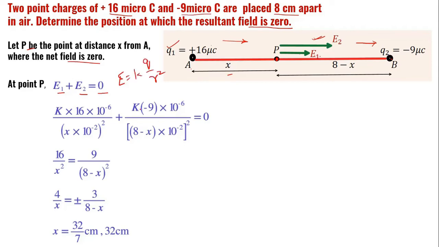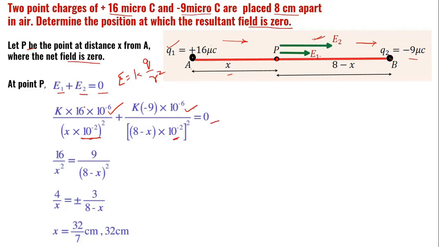So on putting the magnitudes, K is there. Now this E1 is due to Q1, which is plus 16 microcoulomb. So here we have converted into coulomb as 10 to the power minus 6, upon separation x minus 10 to the power minus 2. Why we have included this? Because we have converted centimeter into meter. Similarly, E2 is due to minus 9 microcoulomb. So here we have converted it as minus 9 into 10 to the power minus 6 coulomb, and the separation is 8 minus x, converted into meters, and this is whole square, equals to 0.